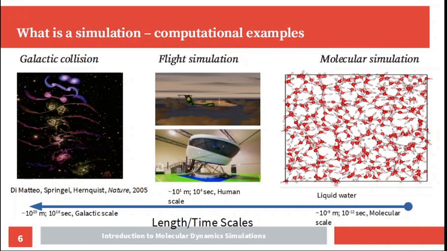Here are some examples of simulations done on computers. So, for example, one can simulate the collision of two galaxies. For example, here you can see time frames from the simulation of collision of two galaxies. This work was published in Nature in 2005. You can see the two galaxies as two blobs. They are coming together, they collide, and after some time they just merge into two different clouds, gas clouds.